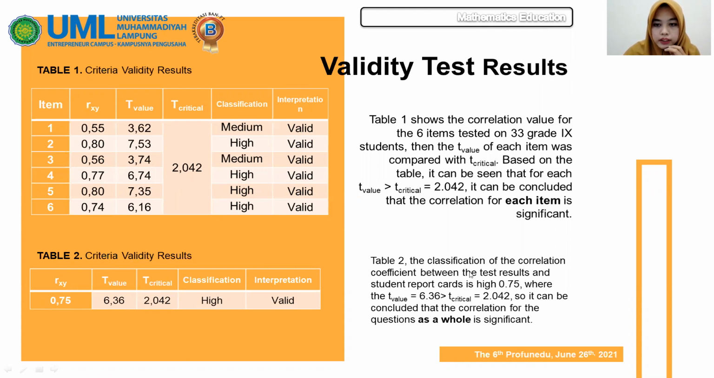Table 2: the classification of the correlation coefficient between the test result and the student report card is high, that is 0.75, where the t-value equal to 6.36 is more than the t-critical equal to 2.042. So it can be concluded that the correlation for the questions as a whole is significant. So the interpretation is valid.